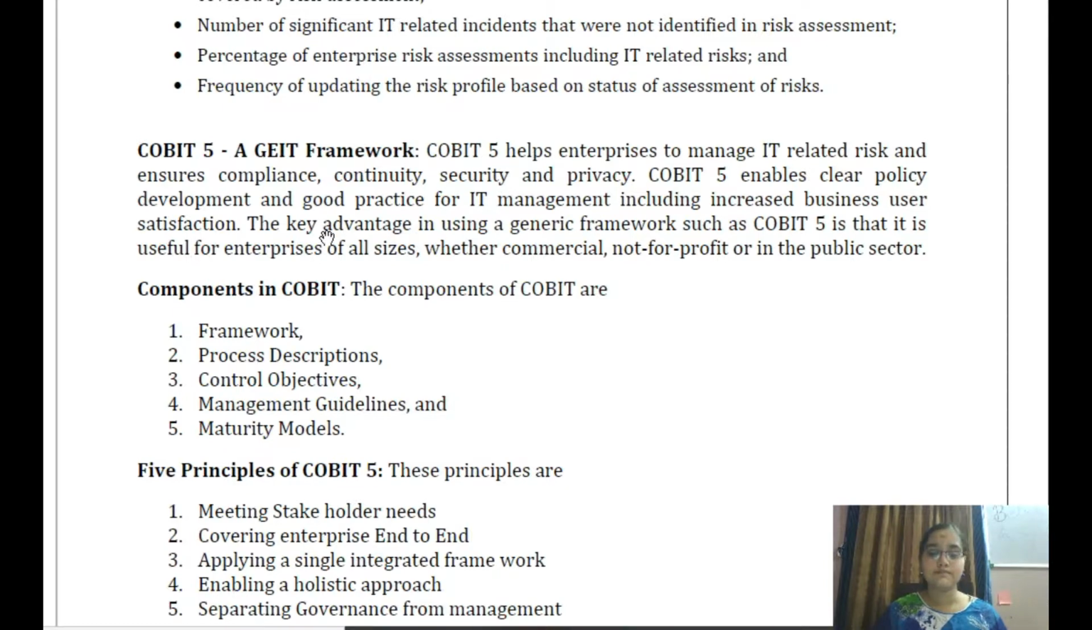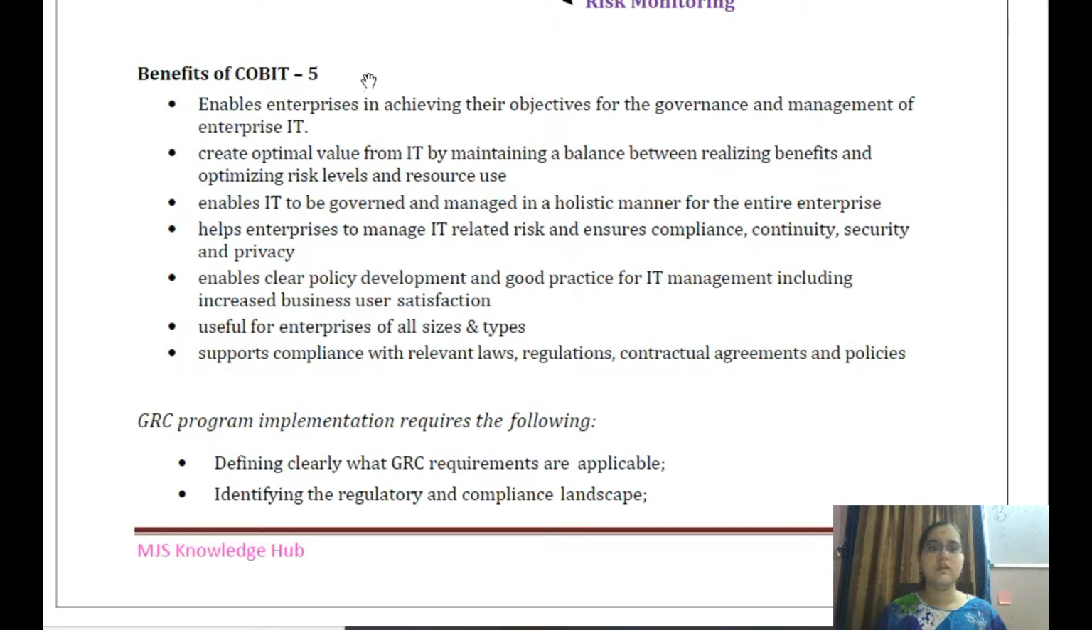Then let us see what the benefits of COBIT 5 are. First we need to understand that COBIT 5 is a framework for managing and governing enterprise IT. So the first objective is to govern and manage the enterprise IT. Second, create optimum value from IT. It means if we are using information technology, try to obtain more value from that IT by maintaining a balance between realized benefit and optimizing risk level. Once you identify the risk and IT is applied to reduce the risk and realize the benefit, try to get more benefit from it.